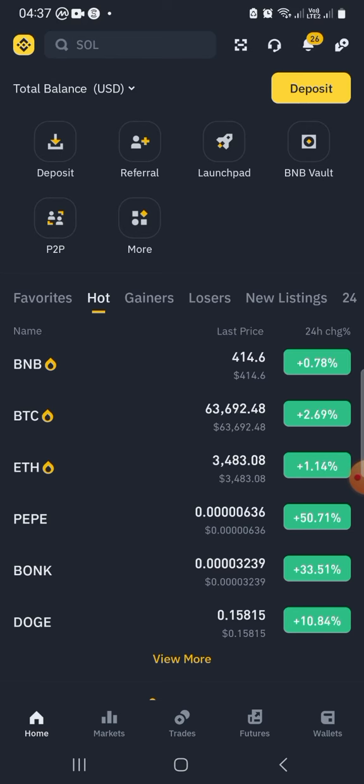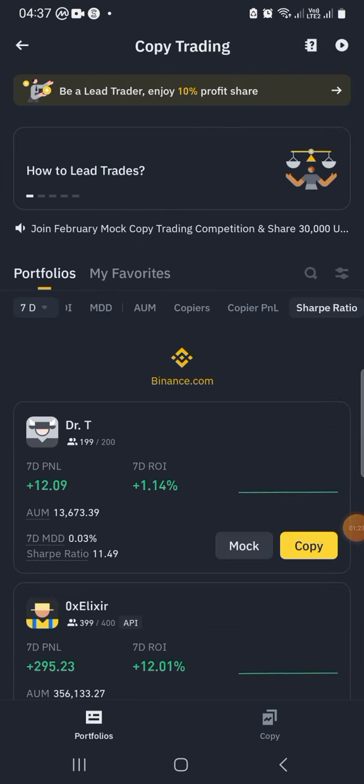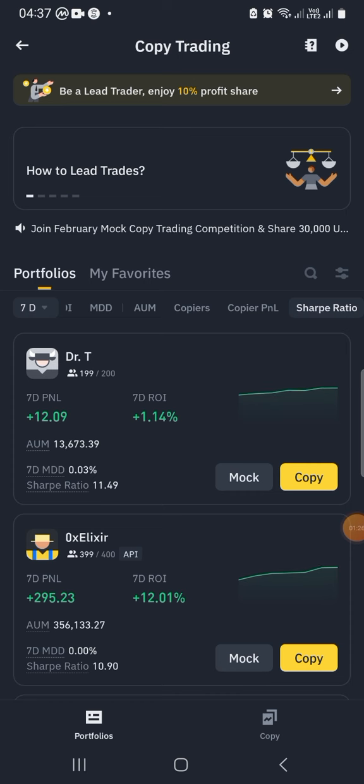For illustrative purposes, as I said, I'll be using Binance. So this is the Binance platform. Now on Binance, copy trading is a futures product, right? So right down here we can just toggle to futures. Once you click on futures, up here you're going to see copy trading, right? So let's click on copy trading. Once you click on copy trading, this is the interface you're going to get.